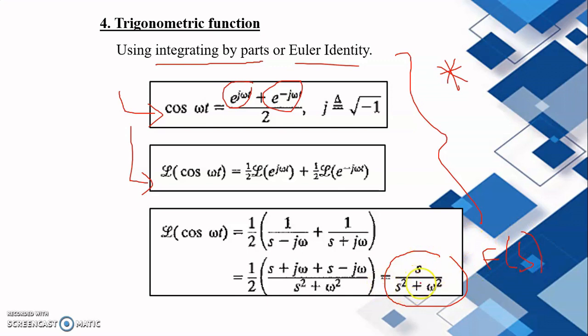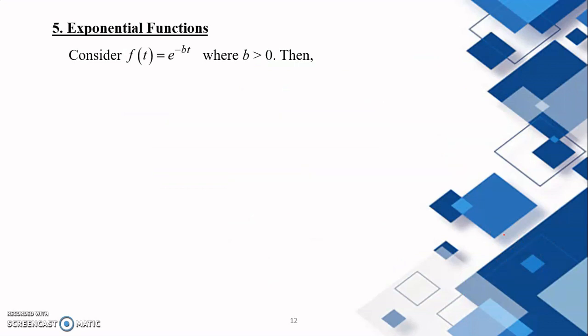Okay, s divided by s squared plus w squared. So that is for sin, for tan, and another trigonometric function; later on I will show you in the summary table. Okay, that finishes the trigonometric functions. So what else do we have?